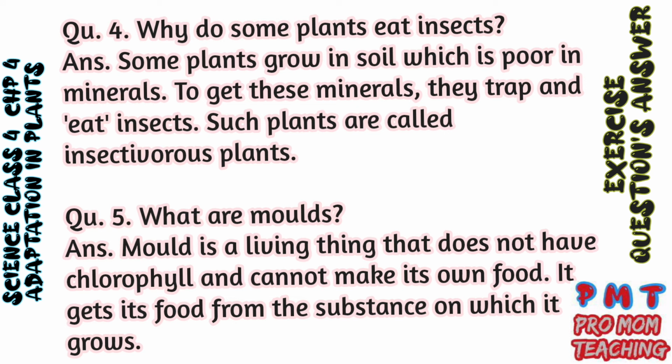Question number 4. Why do some plants eat insects? Answer. Some plants grow in soil which is poor in minerals. To get these minerals, they trap and eat insects. Such plants are called insectivorous plants.